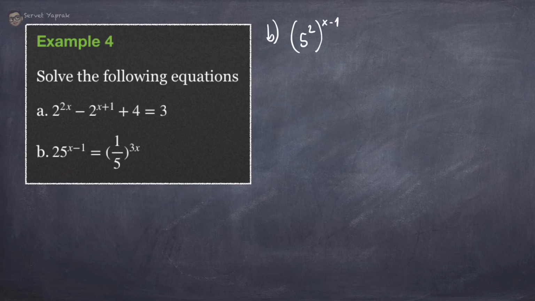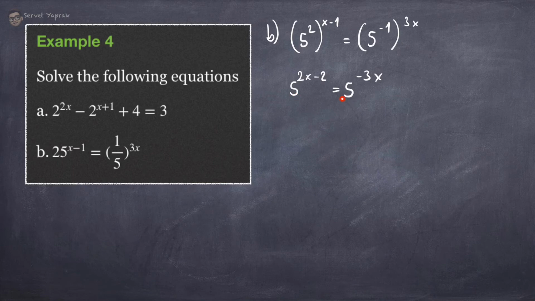So let's write it down. 5 squared to the power of x minus 1. This is the left side of the equation. And on the right side we have 5 to the power of minus 1, to the power of 3x. Because we have a power to the power situation, we will multiply the powers. On the left side we have 5 to the power of 2x minus 2. And on the right side we have 5 to the power of negative 3x.